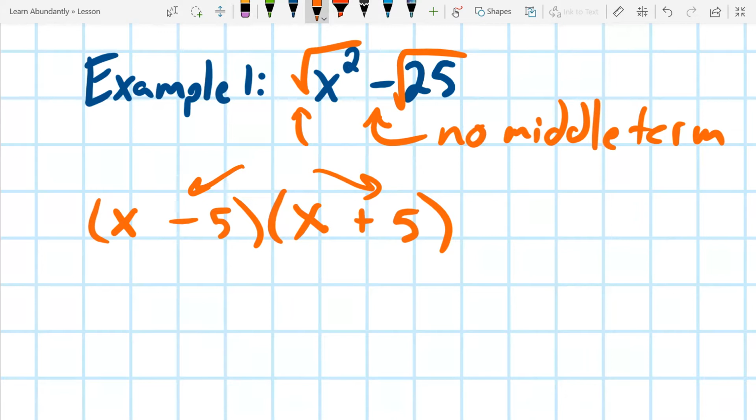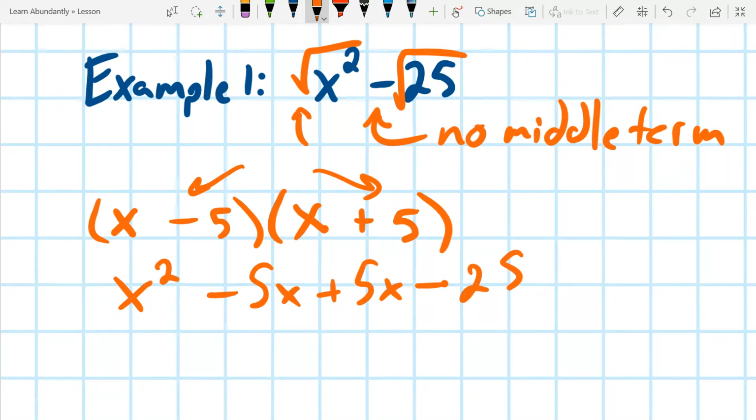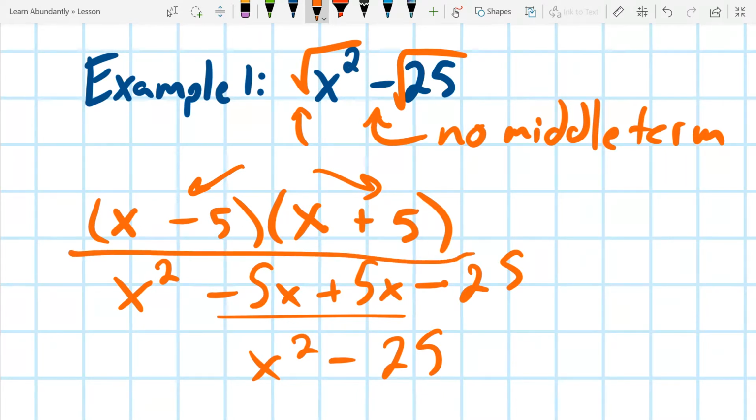Now, the reason this works is because I'm about to multiply this out. When I do that, I get x squared minus 5x plus 5x minus 25. Because they're the same, the middle parts cancel out, which leaves us with just x squared minus 25. But these are actually pretty quick problems because we don't have to multiply it out if we see the pattern. So the things we want to look for are, are there two things we can square root, and is there a negative in between them?